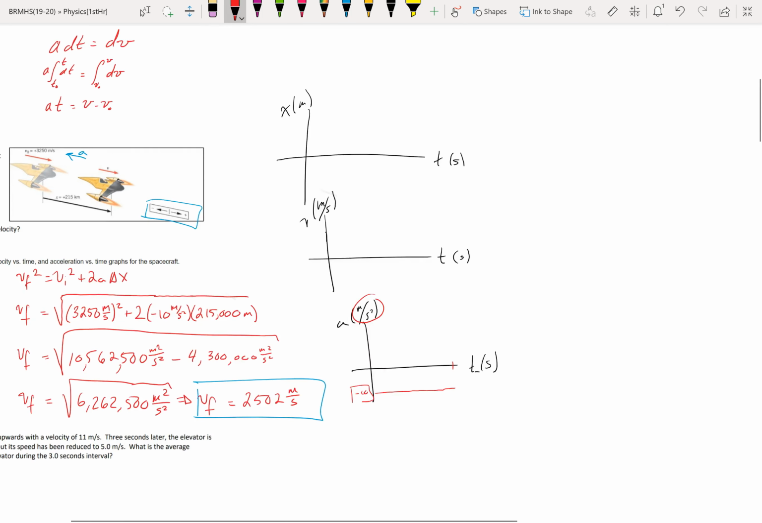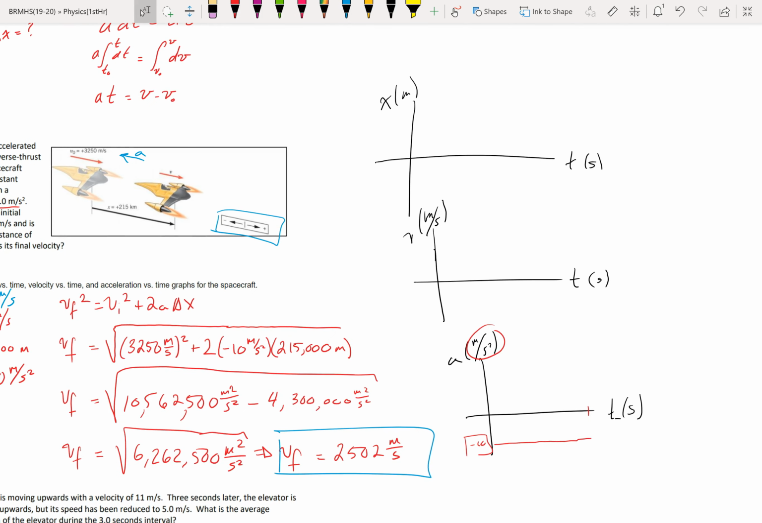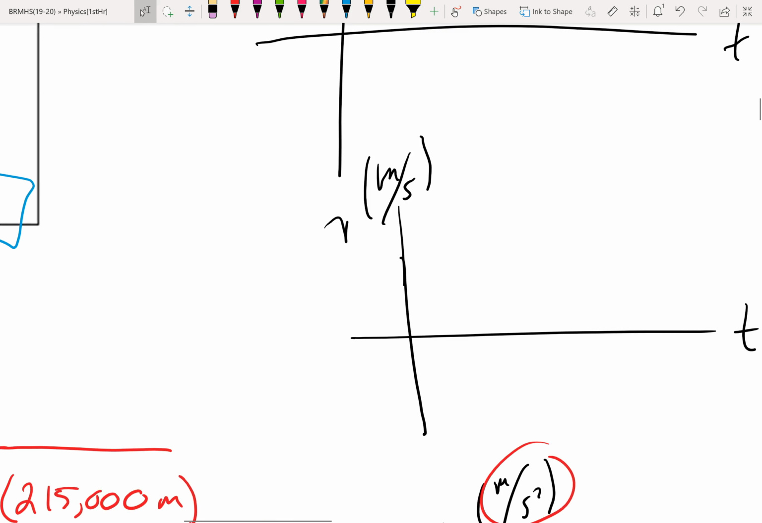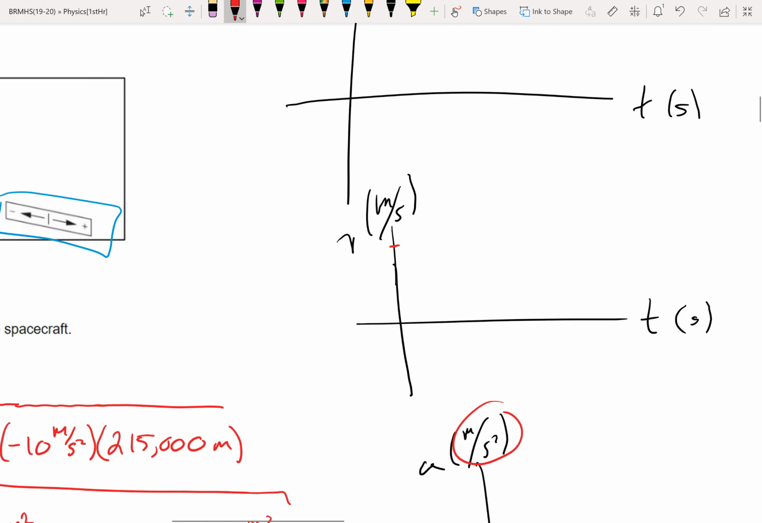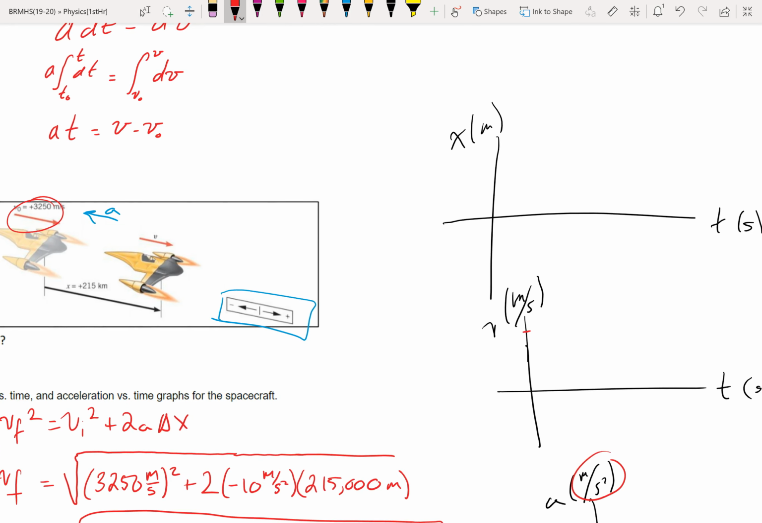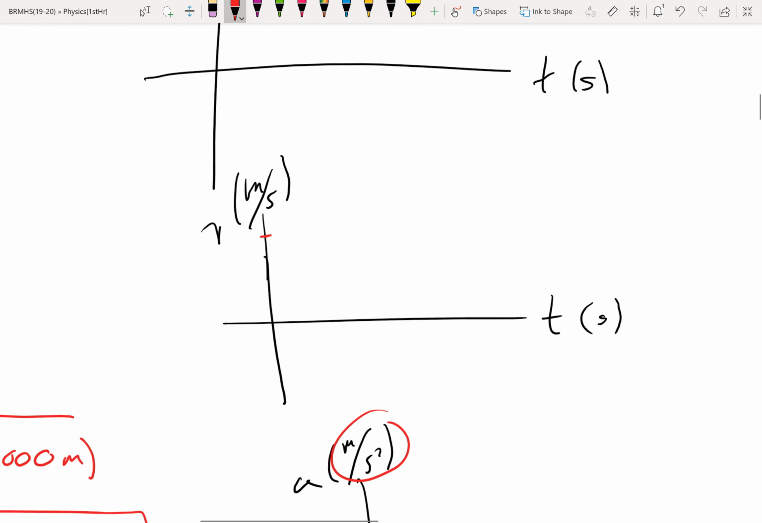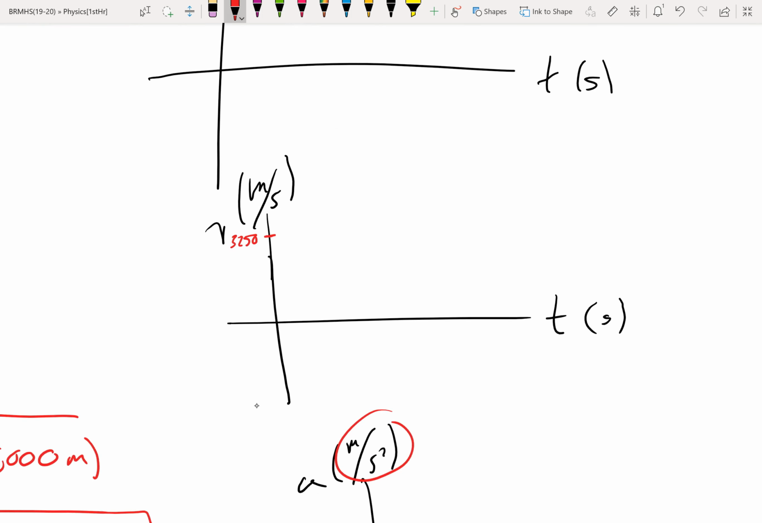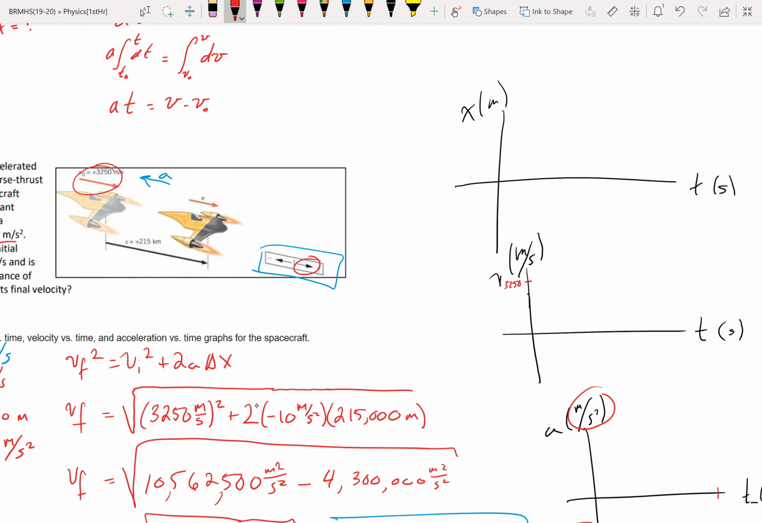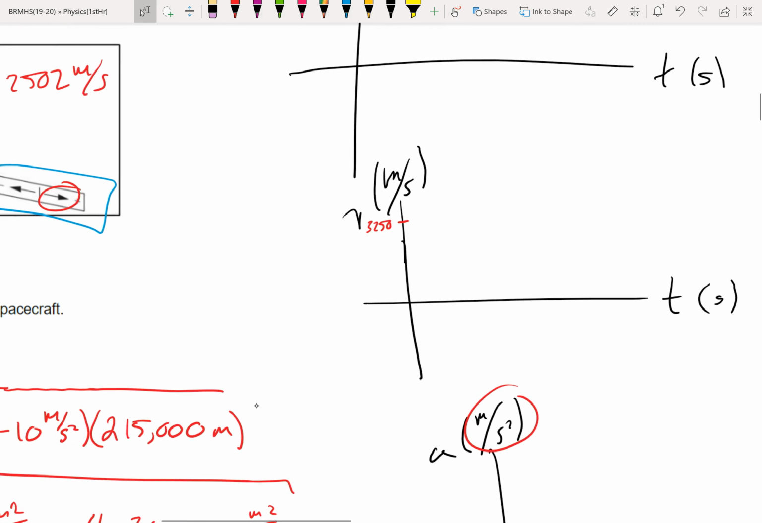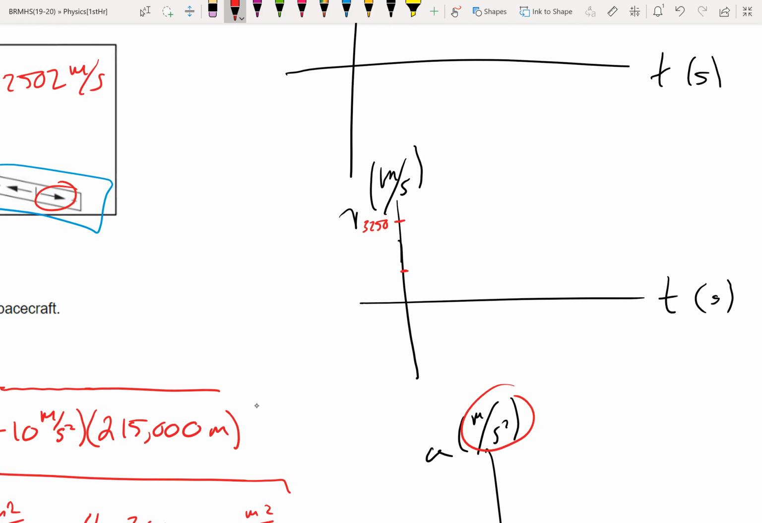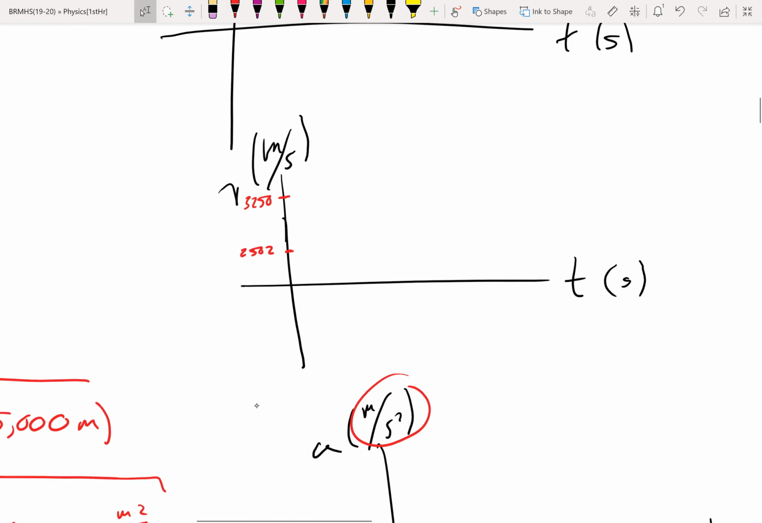If you get a negative value for the time, then you've messed up a plus or minus somewhere. All right, velocity. Let me think about it. Is it speeding up or slowing down? It's slowing down, right. Is it traveling in the positive direction? Initial velocity, yeah, okay. So there's the initial velocity, 3250. It's slowing down. What does it slow down to? There's the V final, 2502. So 2502 is somewhere lower. It's slowing down over the course of however much time this takes at a constant rate of minus 10 meters per second squared.